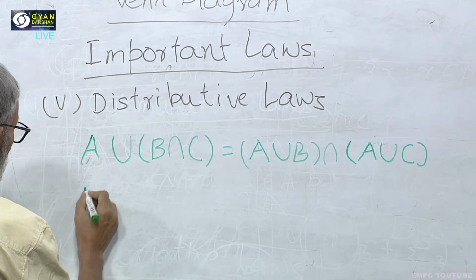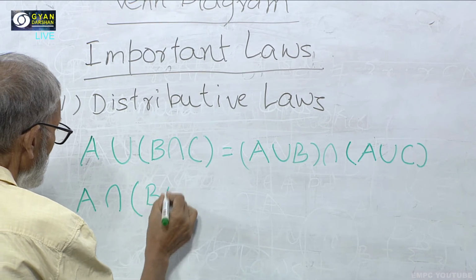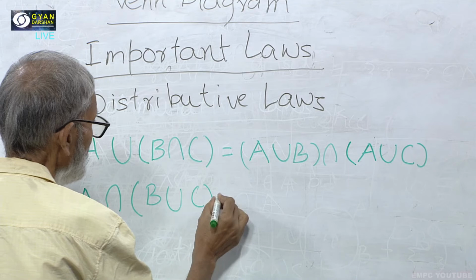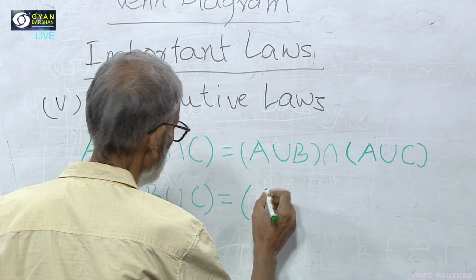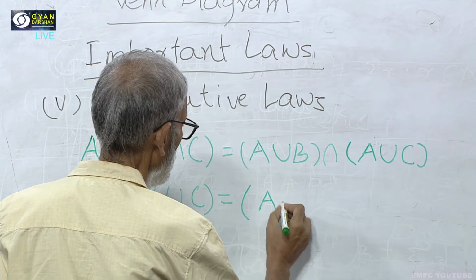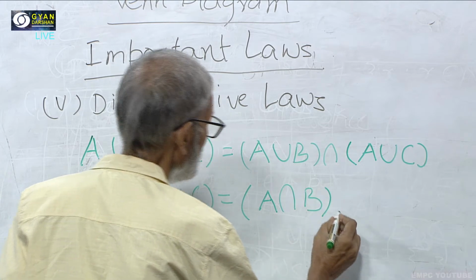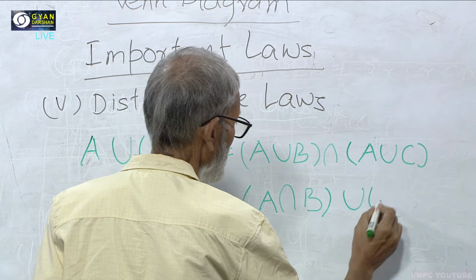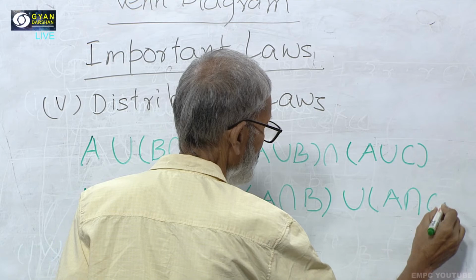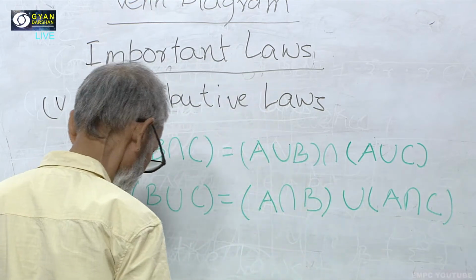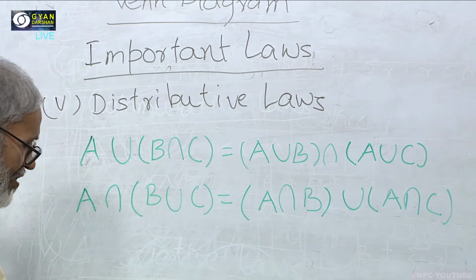Similarly, A intersection (B union C) is equal to (A intersection B) union (A intersection C). So, let us take an example.